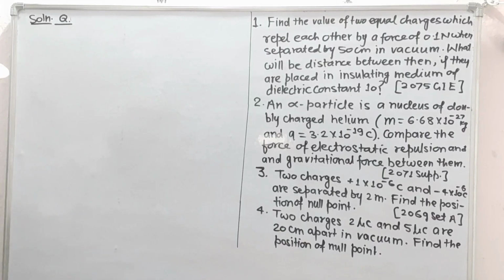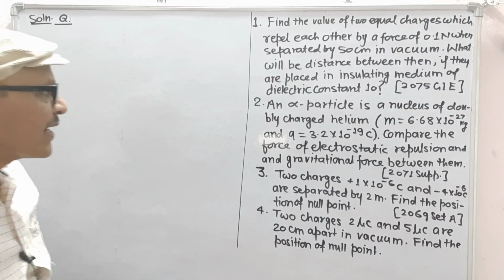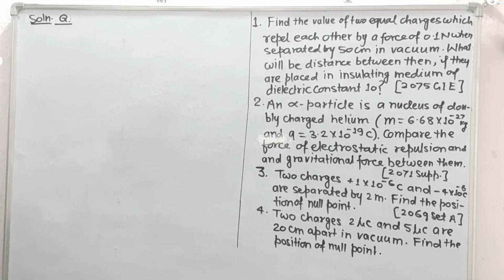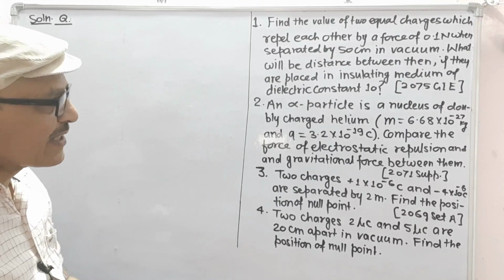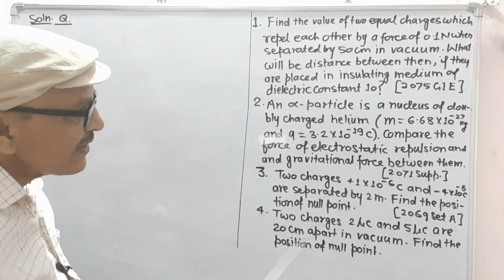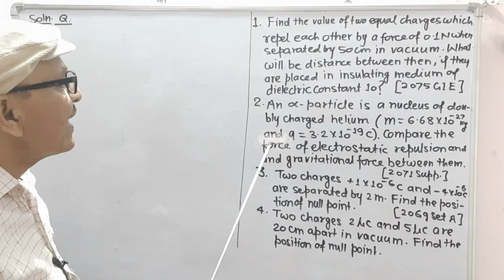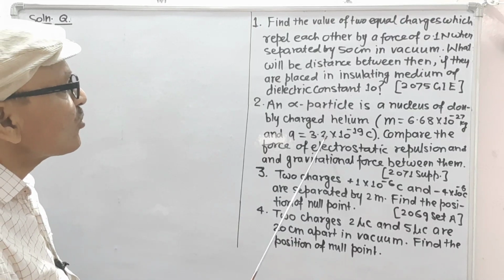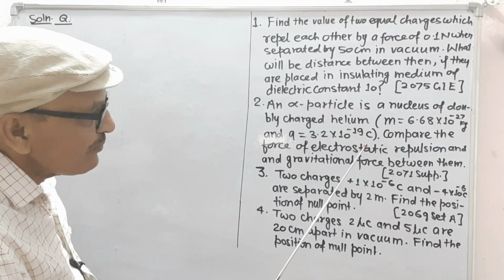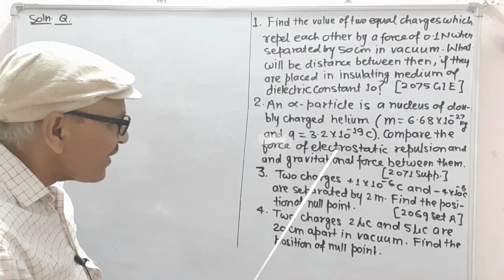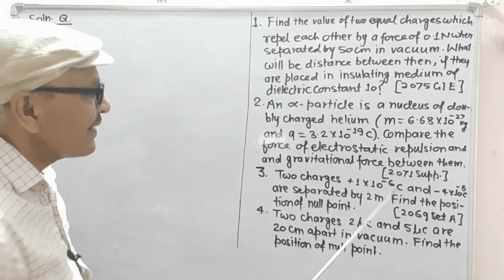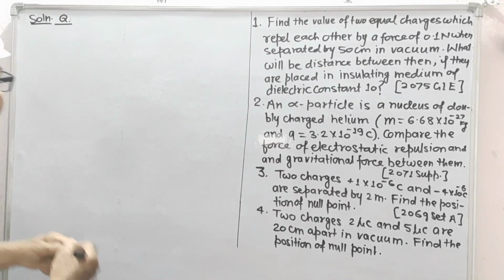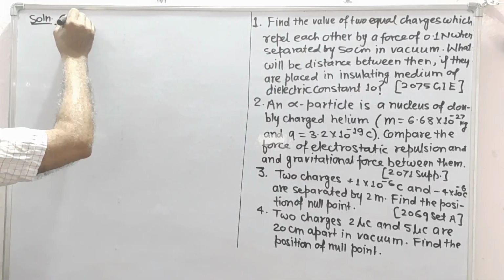The question is, an alpha particle is a nucleus of doubly charged helium having mass 6.68 into 10 to minus 27 kg and charge Q is equal to 3.2 into 10 to minus 19 coulomb. Compare the force of electrostatic repulsion and gravitational force between them. So, solution to question 2.